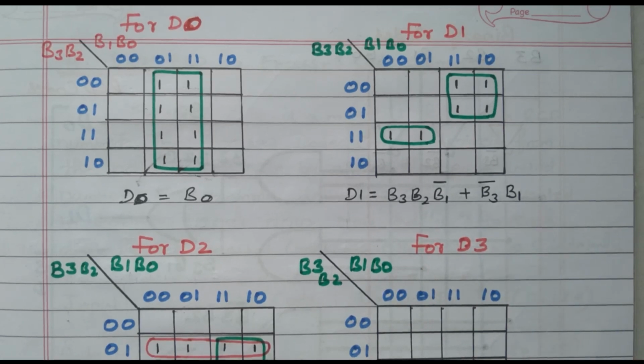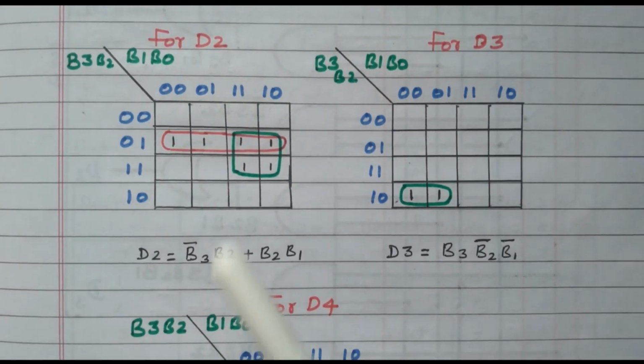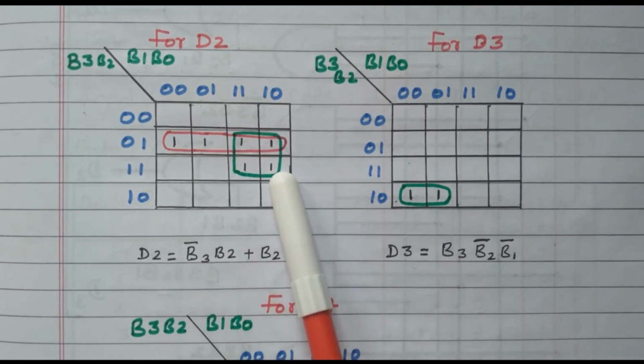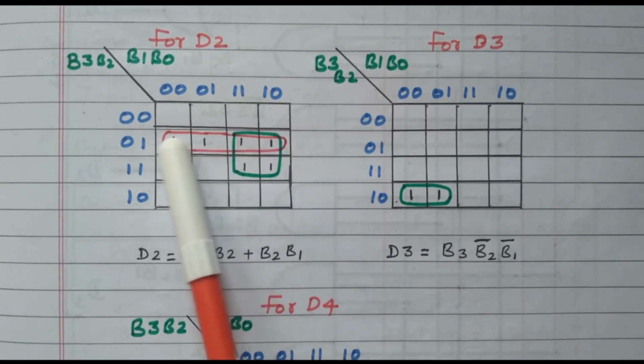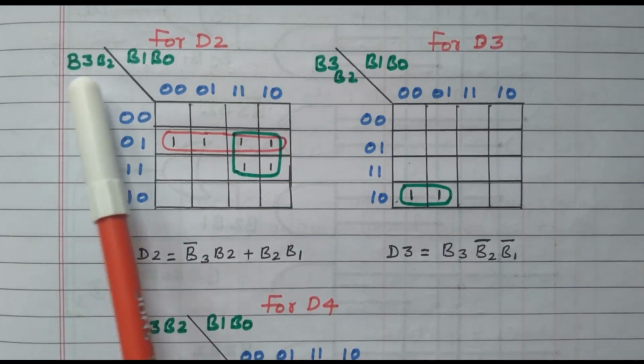Similarly, we will go to D2. For D2, there are again 6 ones available. These 4 ones are grouped together. While grouping these 4 ones, we have to refer to the corresponding second row: 0 1. 0 1 means B3 dash B2.